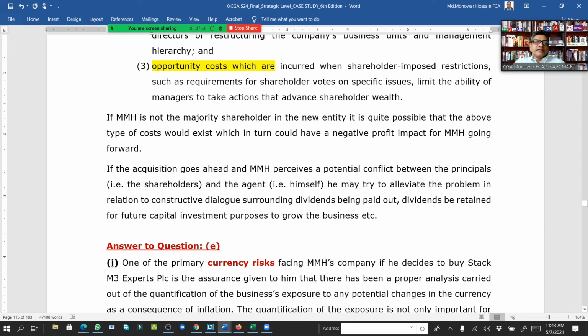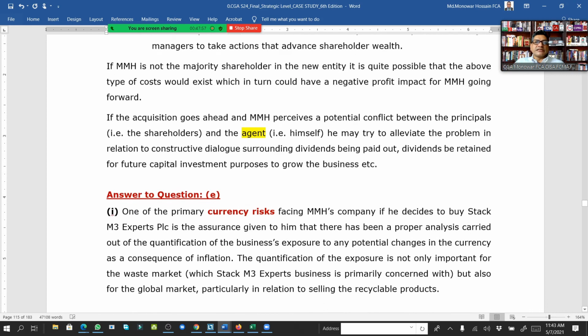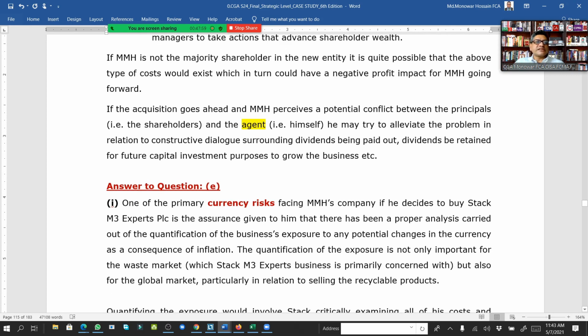So if the acquisition goes ahead, MMA may face potential conflict between the agents. Here they try to alleviate the problems through constructive dialogue surrounding dividends being paid out versus dividends being retained for future capital investment to grow the business. This way it can be resolved with the others.